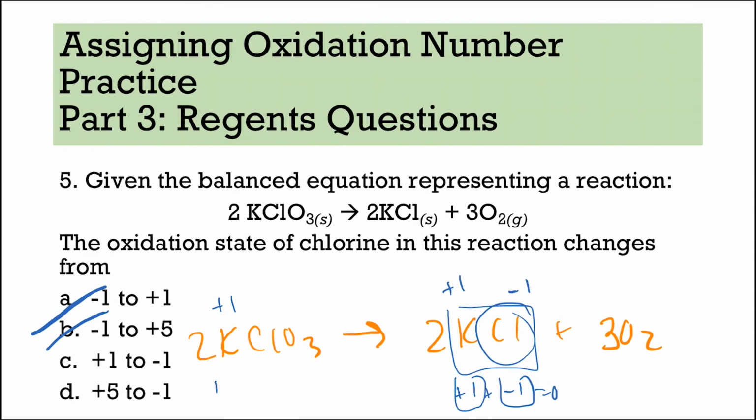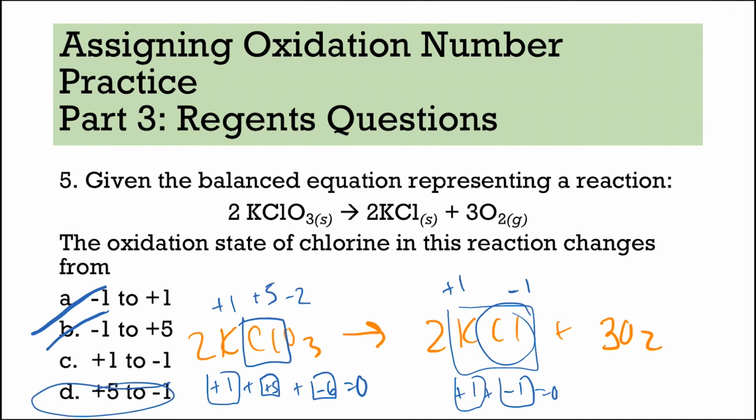So if you have 1 K, it's a total of positive 1 plus something. Now, oxygen has a negative 2 charge. If you have 3 of them, that's a total of negative 6. And so the only thing that fits into the box to make the equation equal to 0 is positive 5. And notice there is only 1 chlorine, so it means that 1 chlorine brings that positive 5 charge. So chlorine is going from positive 5 to negative 1. This is an example of a redox reaction because you can see that these oxidation states are changing.